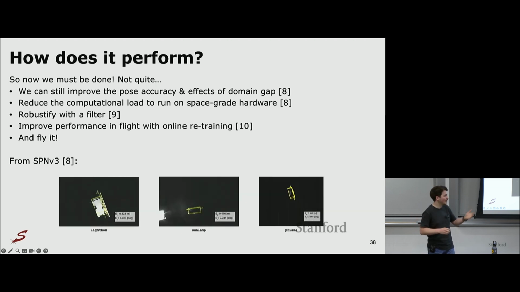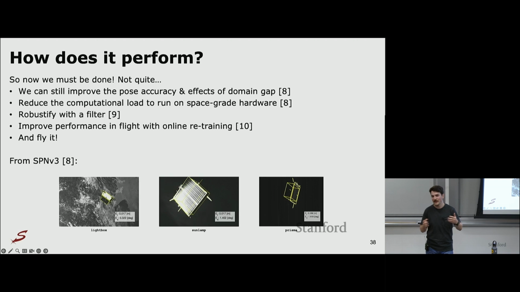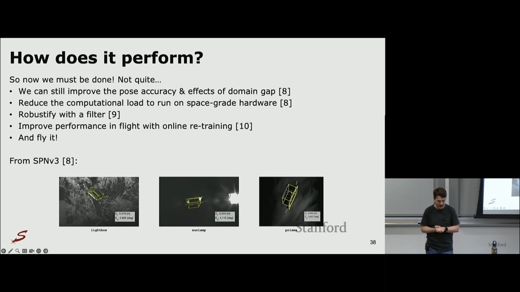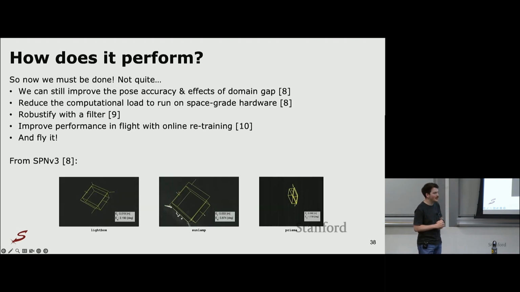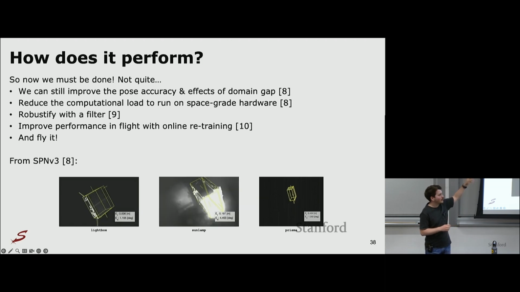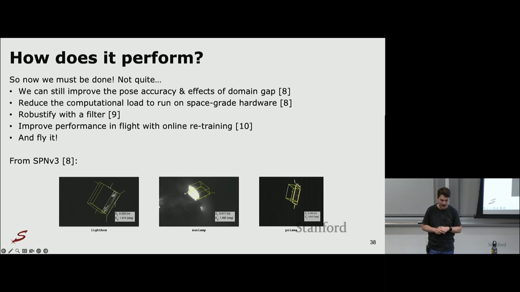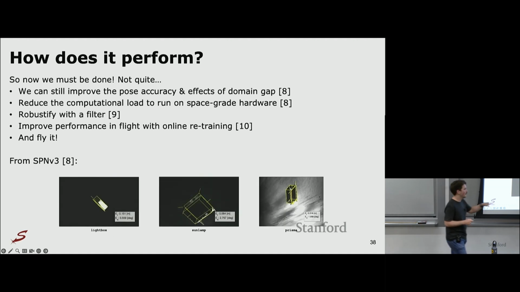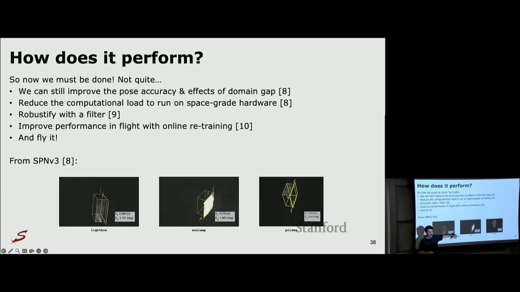And then the one that I don't have a citation for is the one that we haven't done yet, and that's to fly it. Here I'm showing you some results from SPN v3, the Spacecraft Pose Network, the third version, obviously, which are related to the first 2 citations. You're seeing that it's dealing with harsher lighting environments, and it's working across the domain gap. These are images taken in our space surrogate environment, and these are real Prisma images. So it's working across that whole pipeline.